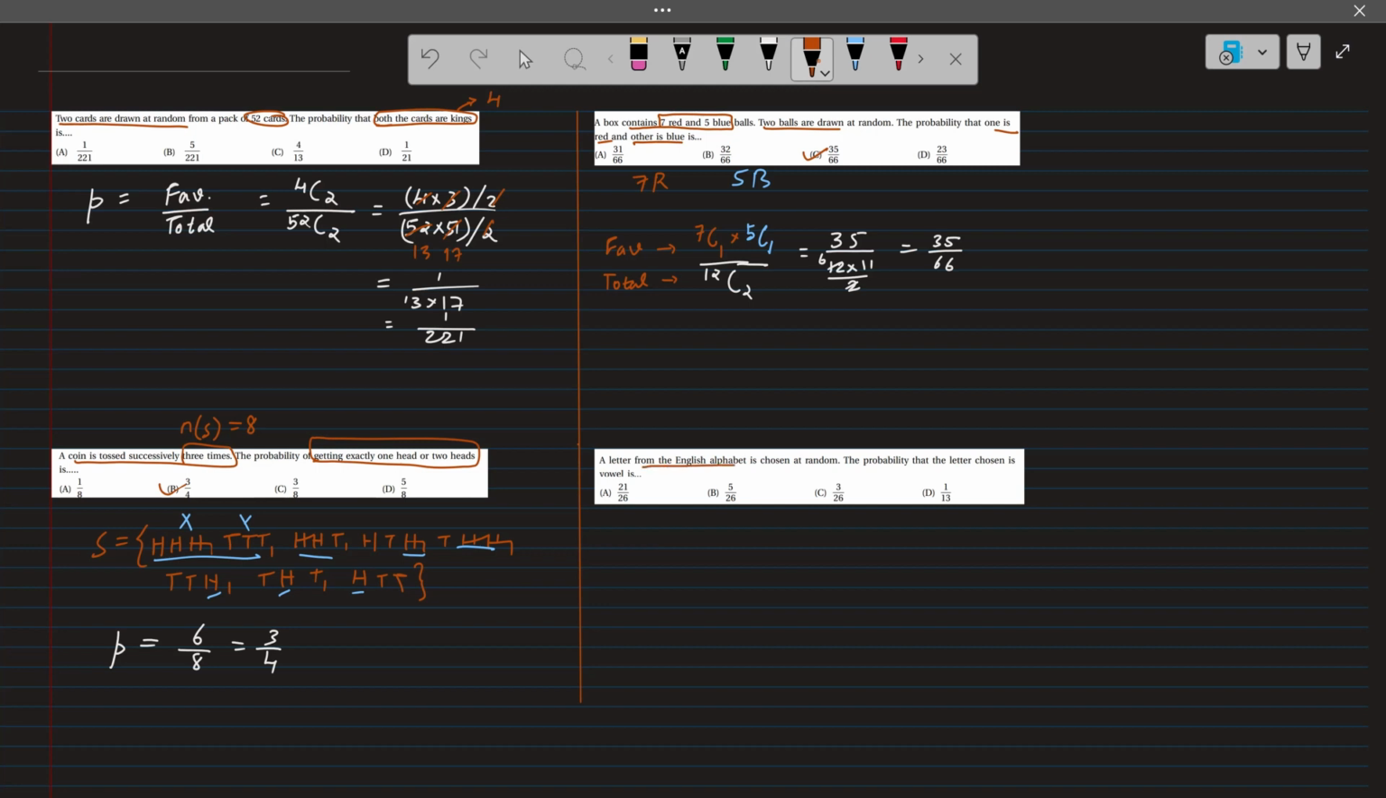A letter from the English alphabet is chosen at random. The probability that the letter chosen is a vowel. Favorable means vowels are 5. Total we have 26. So probability should be 5 upon 26.